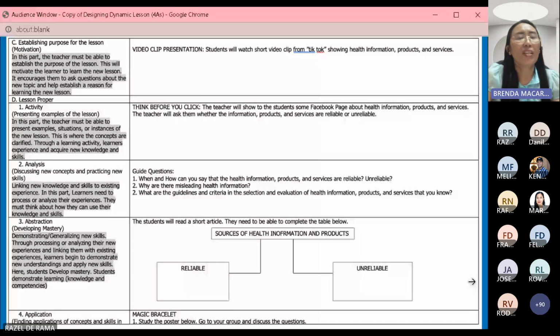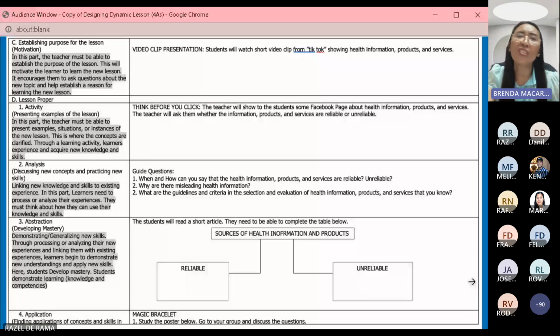Next, analysis. So, sa analysis, lesson proper number 2, analysis, discussing new concepts and practicing new skills. So, here, you need to link new knowledge and skills to the existing experiences of the students. So, in this part, learners need to process or analyze their experiences. They must think about how they can use this knowledge and skills. So, paano magagamit ng bata natin yung concept, yung skills na itinuturo natin. So, may guide questions dito, no?